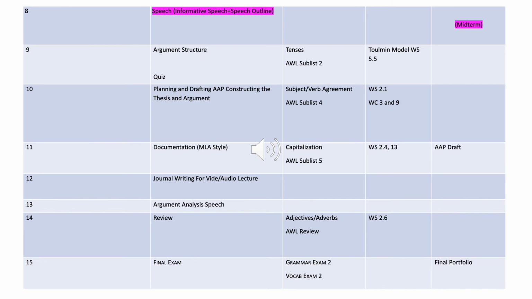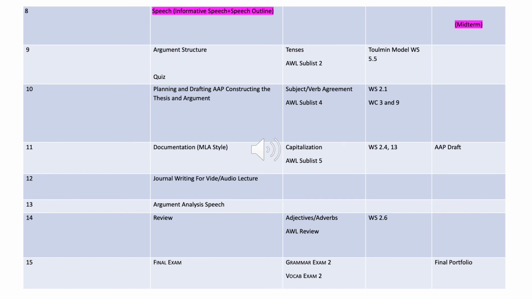Week 10, planning and drafting argument analysis paragraph, constructing the thesis and argument. And then additional topics could be subject-verb agreement, and then Academic Word List, sublist 4. Okay, week 11, documentation style. How to cite the sources and how to format your paper or your essay. That is what we will learn in week 11. And then capitalization, Academic Word List, sublist 5. And that is the time when your assignment for argument analysis paragraph is due.